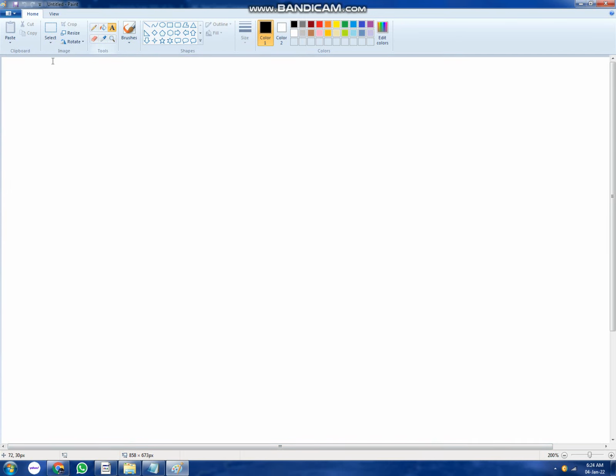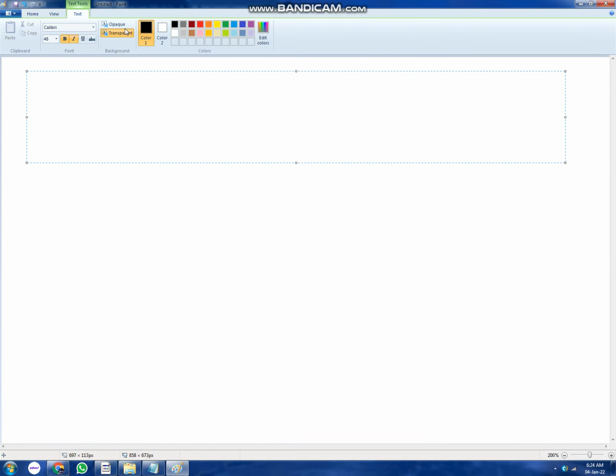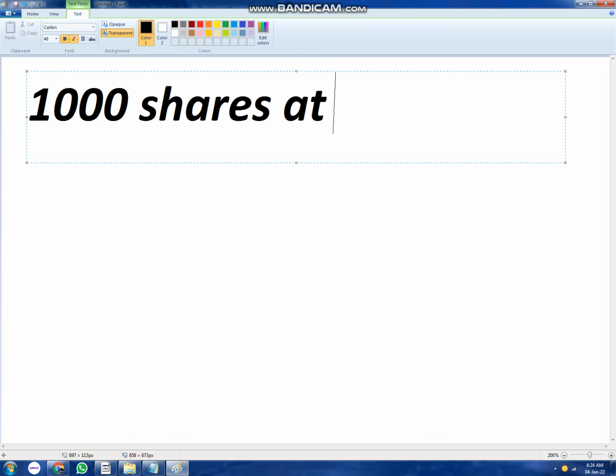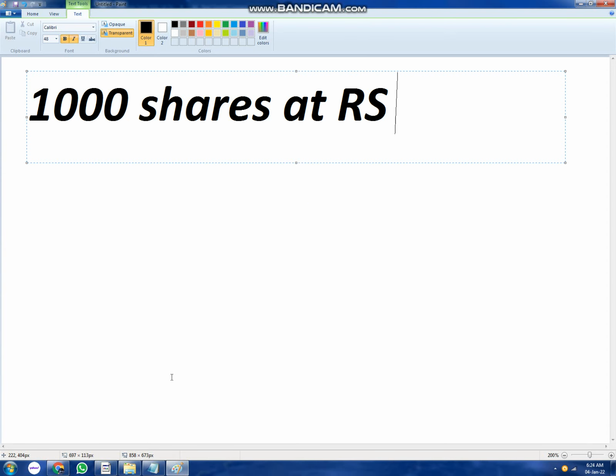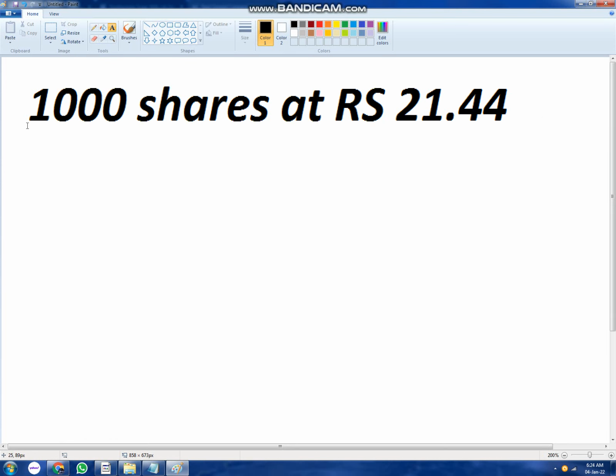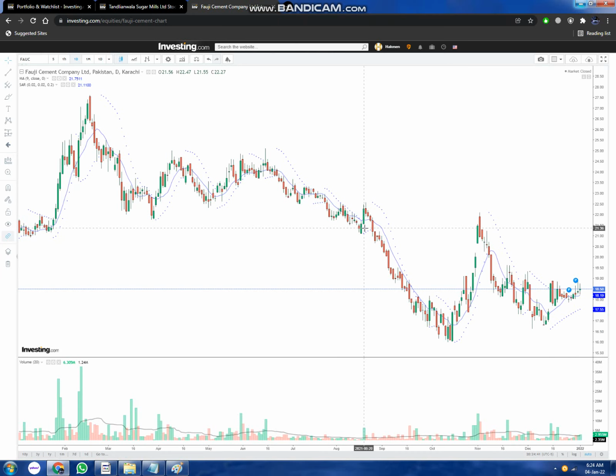Let's say you bought 1000 shares at RS. I'm using RS because I live in Pakistan, and RS is our currency. So it is 21.44. This is the price at which we initially bought the share the first time, and then the stock price decreases in value.